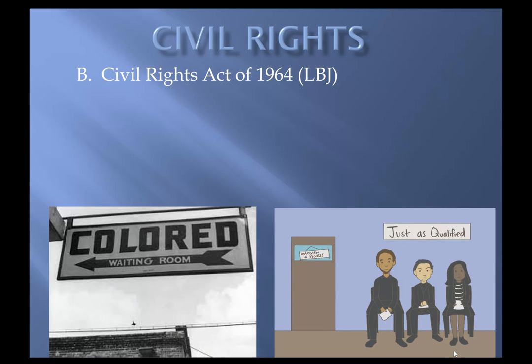Okay, the second law that's passed is called the Civil Rights Act of 1964. And notice this is under LBJ, Johnson. So we're past the point where Kennedy is assassinated. Johnson comes in. In fact, Kennedy wanted to pass a Civil Rights Act, but he just wasn't very good at negotiating with Congress.